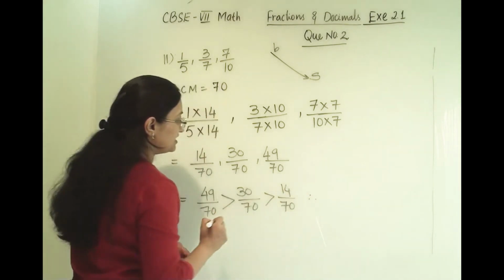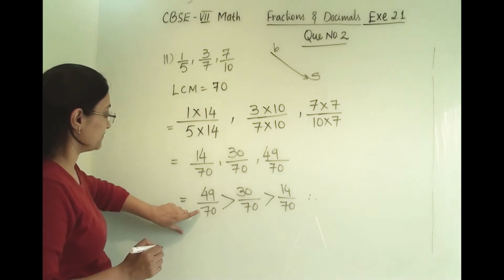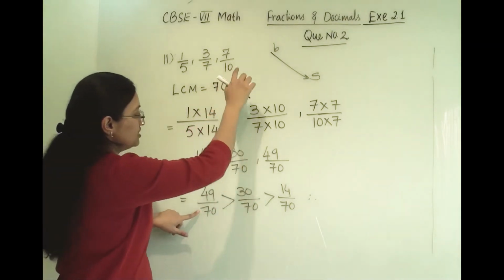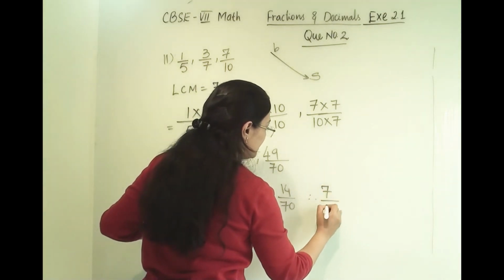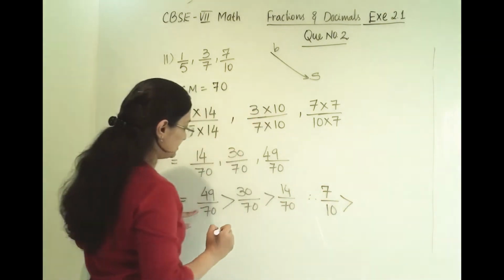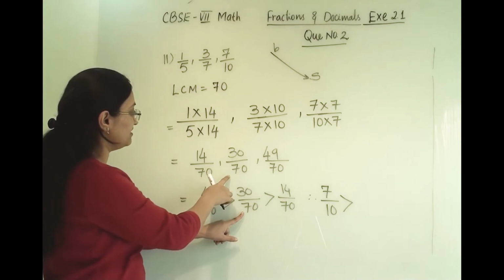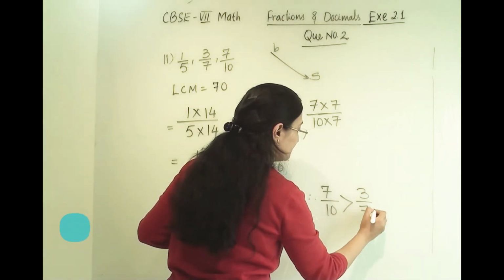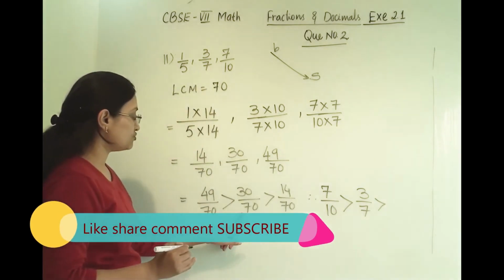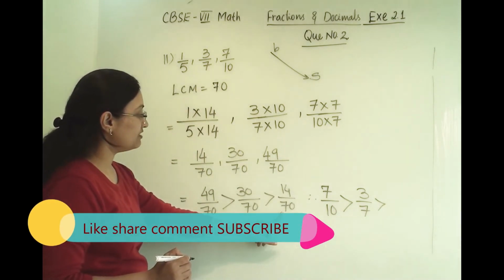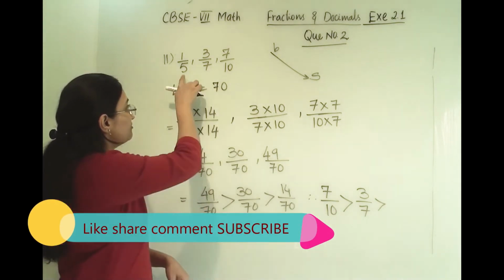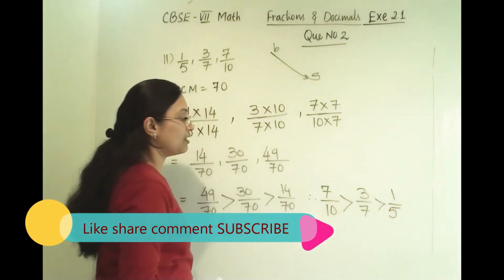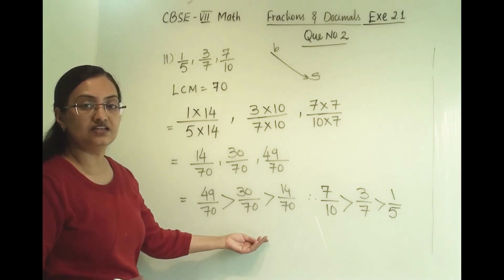That means let us write our original fractions. 49 divided by 70 is this fraction, so 7 divided by 10 is the biggest one. Then 30 divided by 70 is this fraction, 3 by 7. And the smallest one is 14 divided by 70, so that is the first one, 1 divided by 5. So that is how we can arrange them in descending order.